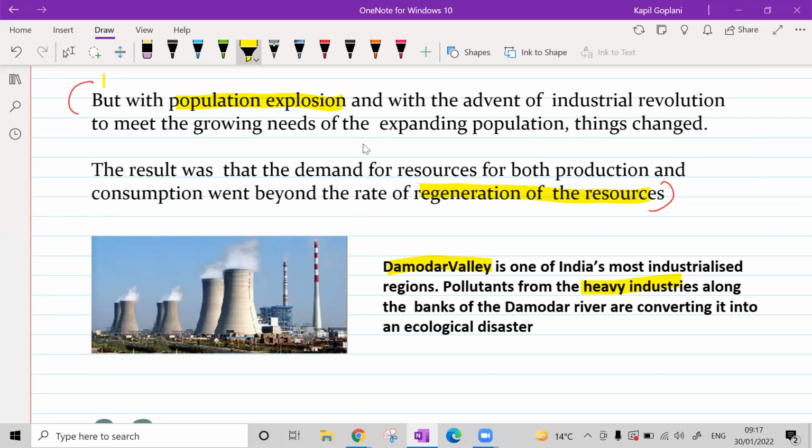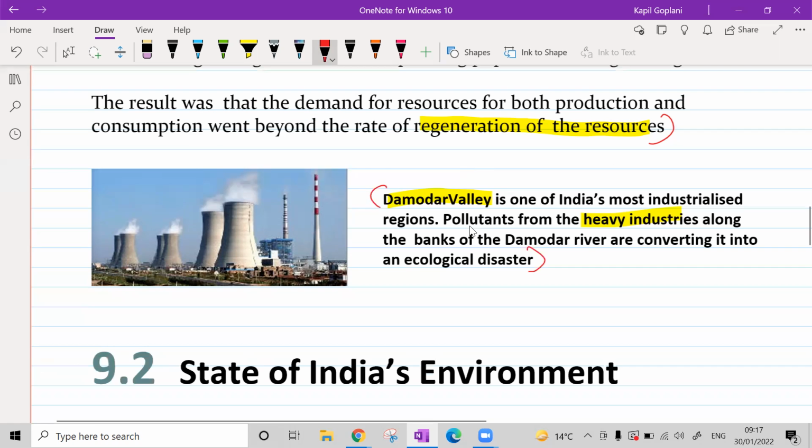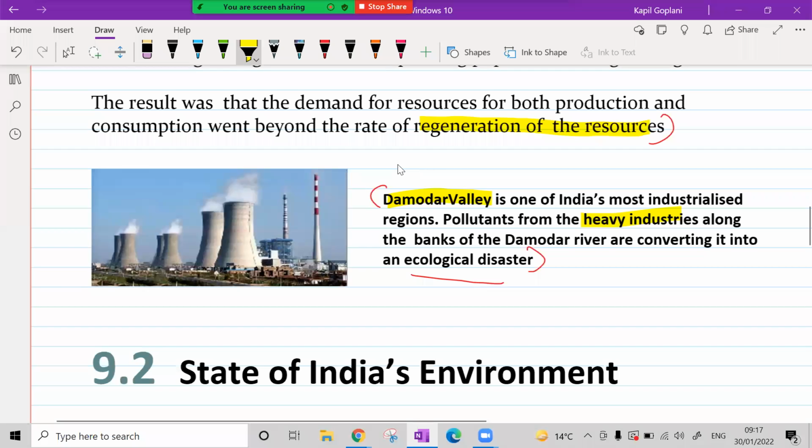Parin, can you read out this paragraph of Damodar Valley, beta? Damodar Valley is one of India's most industrialized regions. Pollutants from the heavy industries along the banks of the Damodar River are converting it into an ecological disaster. So, the Damodar Valley was also considered a most beautiful valley, but as industrialization started near the Damodar Valley, mostly industrial areas are there. So that has turned the Damodar River into an ecological disaster.